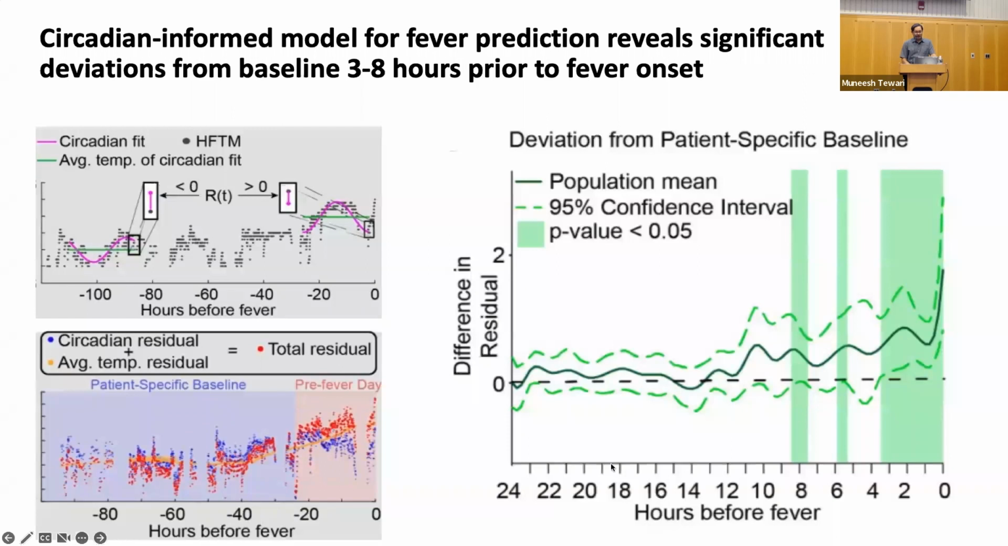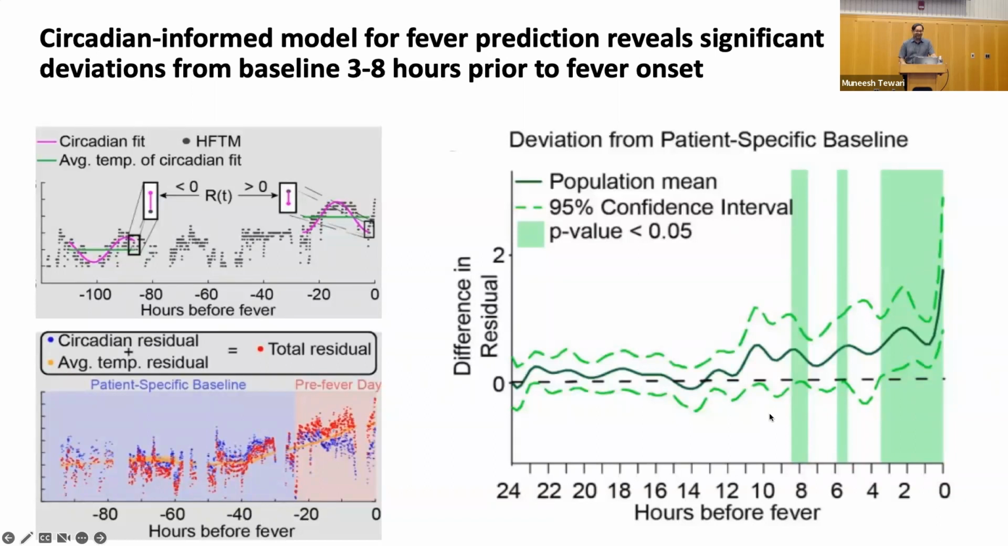This is what they saw: this difference in residual, up before 12 hours, is pretty much zero, so there isn't really any deviation. But somewhere around 12 hours before, it seems to start deviating. The green is where there is statistical significance. The sample size was relatively small here, probably only about 20 or so fever events. But what is exciting to me is a couple of things. One is there was some evidence that there really is some signal there. And time zero is when the fever actually happens, so all this is happening before the fever.